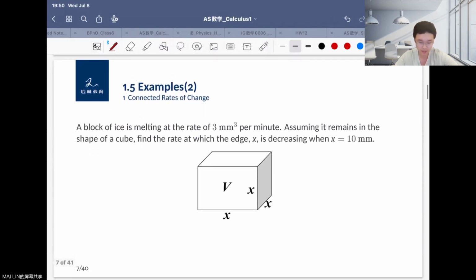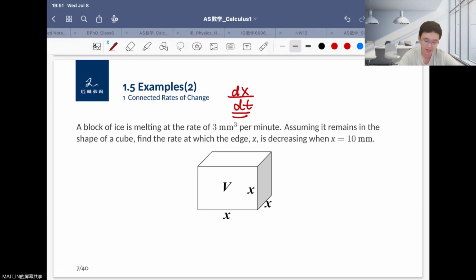Okay, last example: a block of ice is melting at a rate of 3 millimeter cubed per minute, and assuming it remains in the shape of a cube, find the rate at which x is decreasing when x equals 10 millimeter. For this problem, what we want to calculate is how x is decreasing when x equals 10 millimeter, right? So we want to calculate dx over dt. But we don't know dx over dt directly, so we have to transform it into other forms.